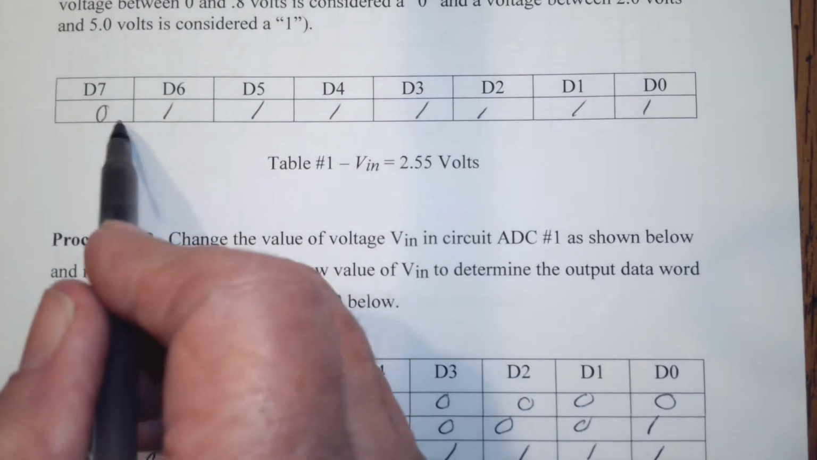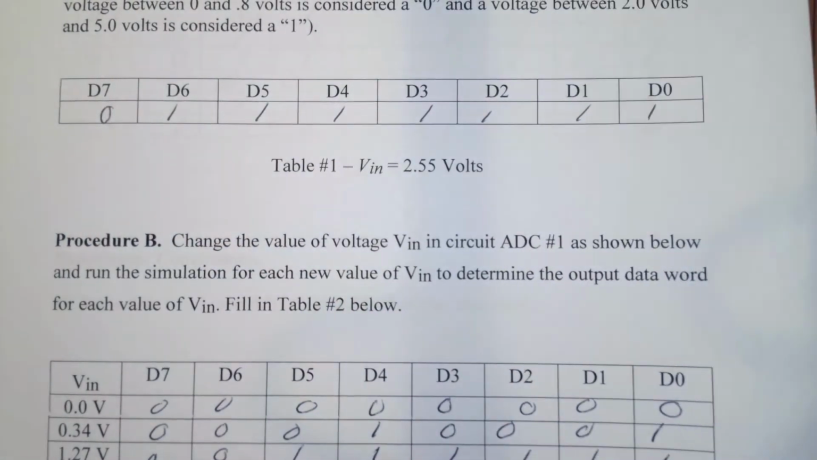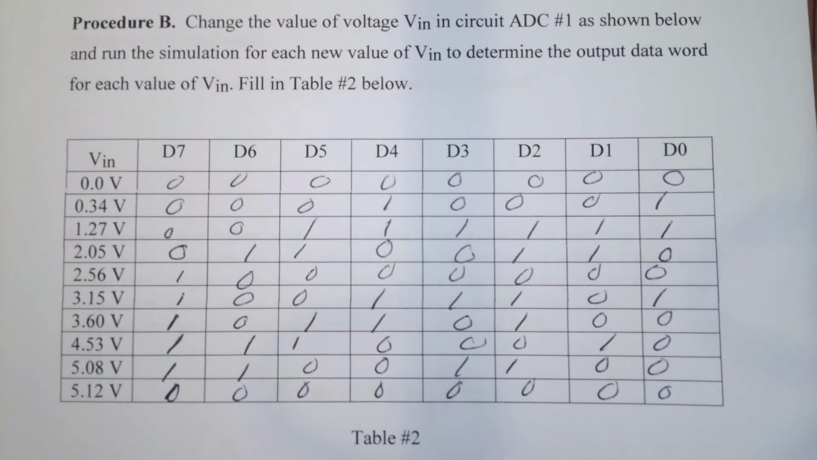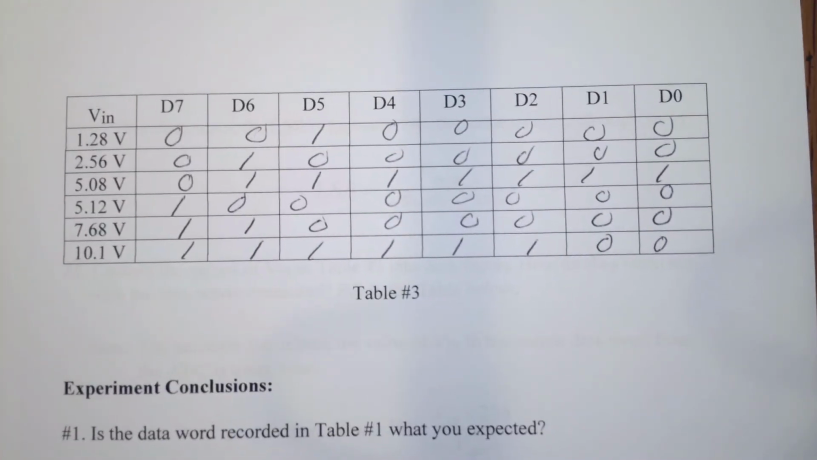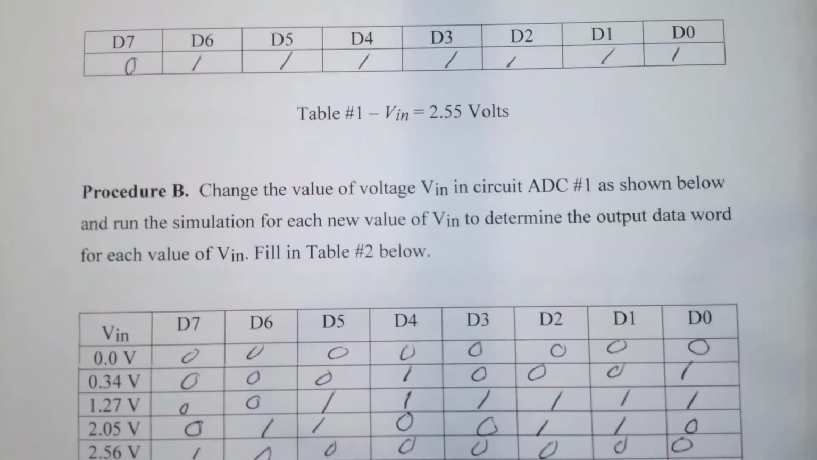All the voltmeters except D7 were high, between 2 and 5 volts. Then we changed the voltages and got all these readings here. We then changed the reference level and got these readings. So the first question is: is the data word recorded in table number 1 what you expected? So let's go back here.